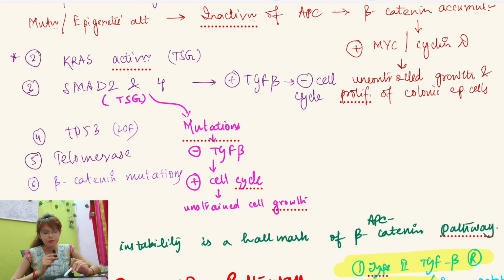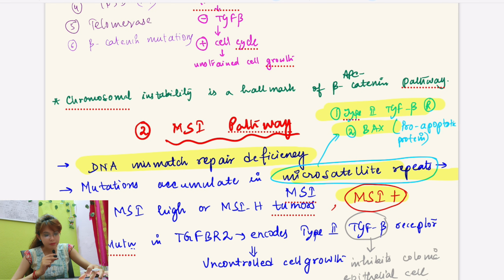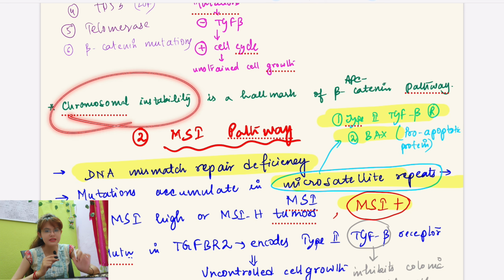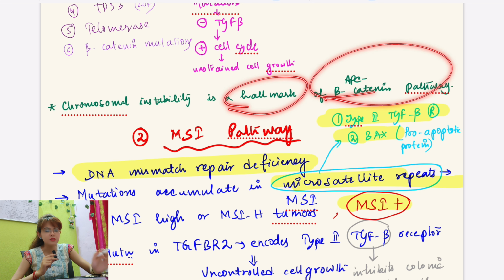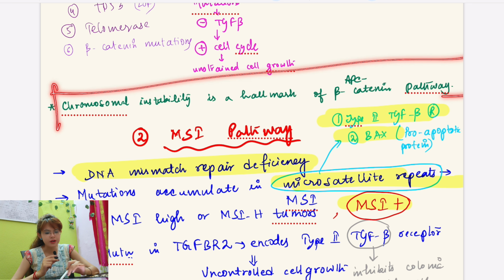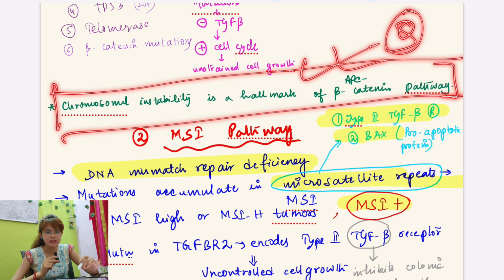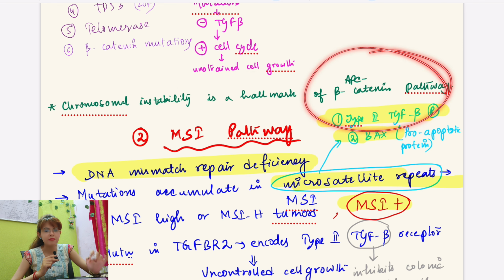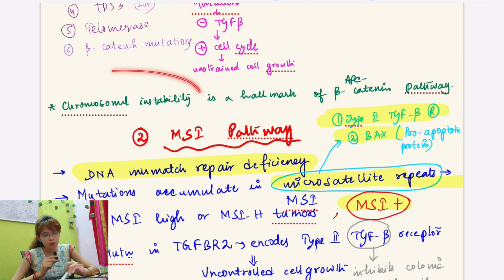So yes, number 4 is the TP53. There is loss of function of the TP53. Telomerase activity is increasing, and the beta catenin mutations. In some examples you may get beta catenin mutations, but usually this beta catenin mutation is not happening here. Here what happens is that there is mutation in the APC gene. Okay. Now another important MCQ here is that chromosomal instability is a hallmark of the APC beta catenin pathway. This is a very important point to note, because it can be asked as a question: what is the hallmark of the APC beta catenin pathway? That is chromosomal instability.